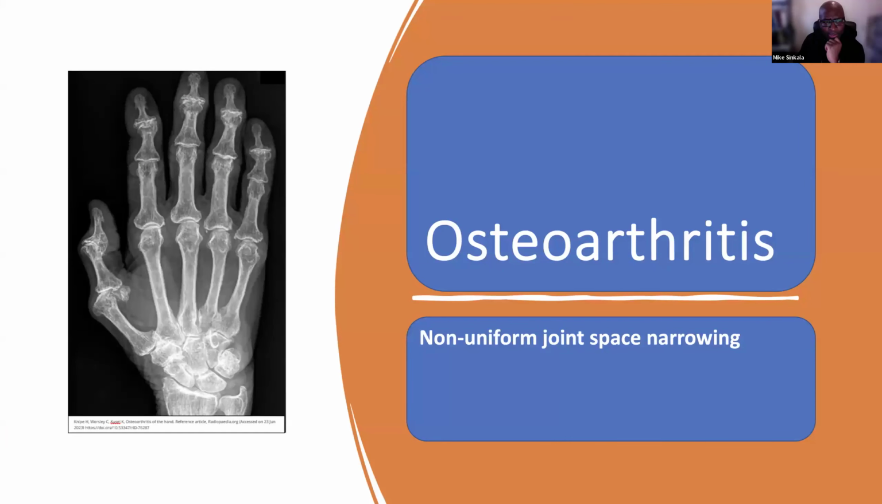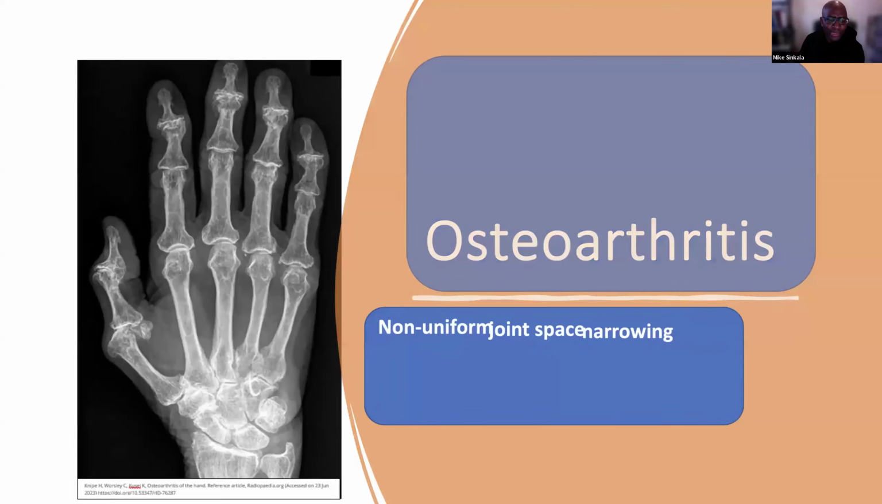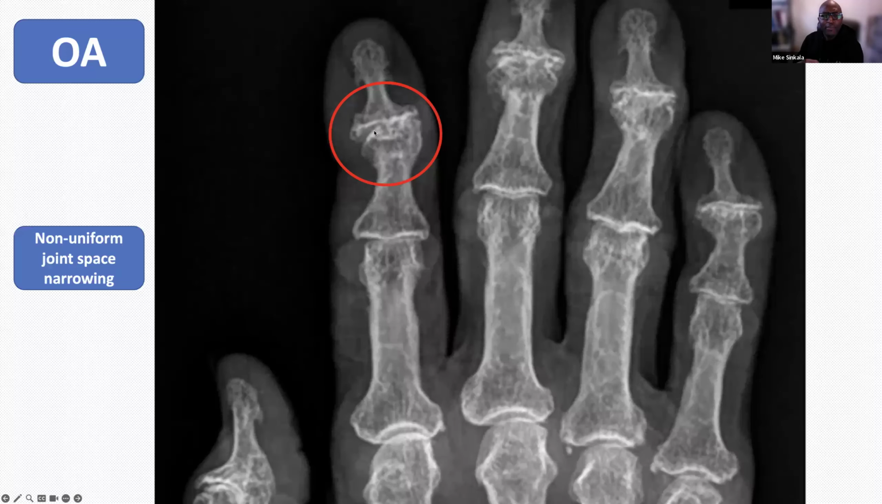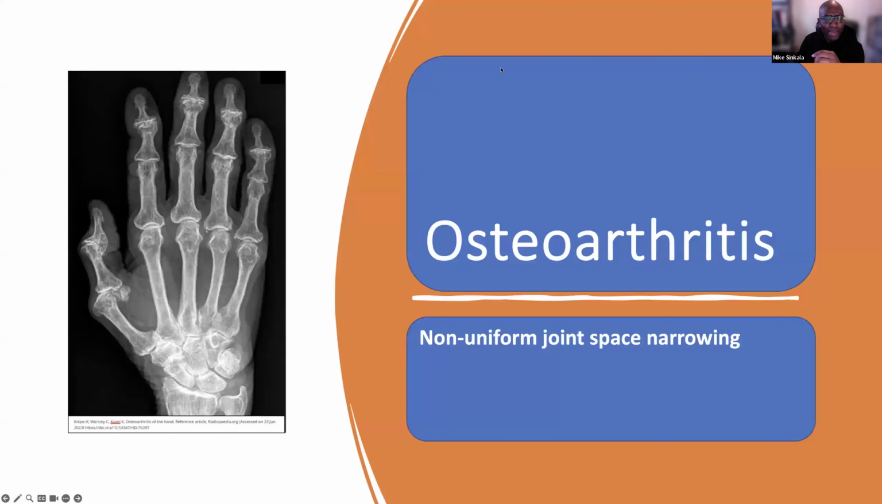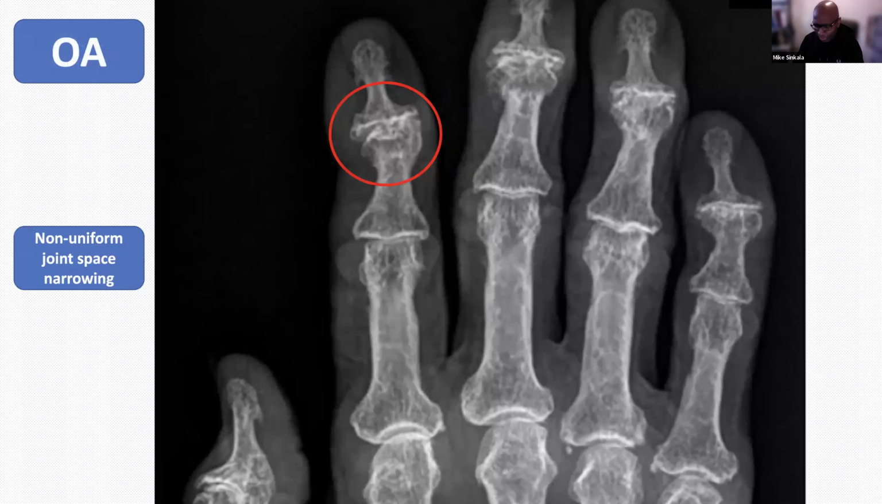So talking about osteoarthritis, we've got the first feature that I spoke about, non-uniform joint space narrowing. It's very, very important. As you look at this x-ray here, it is giving us non-uniform joint space narrowing. It's a bit wider here, a bit narrower on the other side. So this is a feature of osteoarthritis. We can also see that the other fingers do have non-uniform joint space narrowing, predominantly involving the distal interphalangeal joints. That's a feature of osteoarthritis.